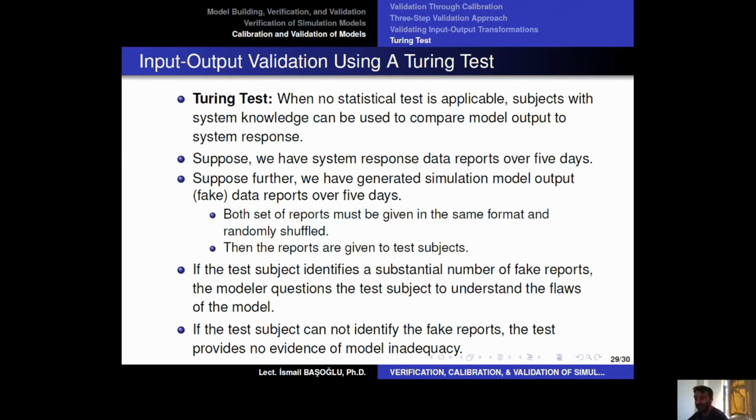So if the test subject cannot identify which reports are fake and which are real, then the test provides no evidence of model inadequacy. So we can say that the model is adequate to imitate the real system. So this is called the Turing test. It's basically a test that is made qualitatively on the people with the system knowledge.